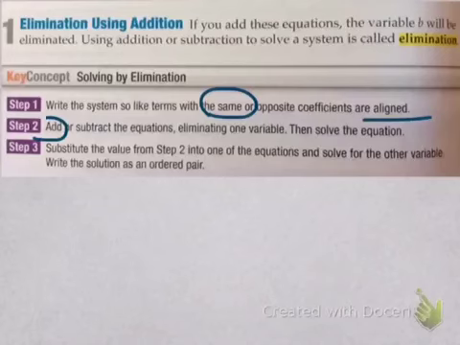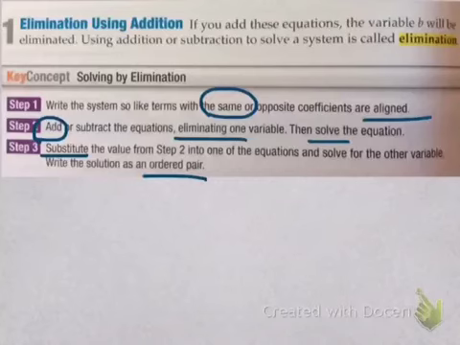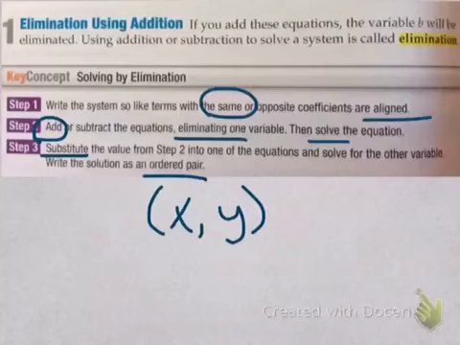Then you need to add the equations, which will eliminate one of the variables. So then you have an equation with one variable that you can solve. Once you get one of your answers, you will substitute the value back into either one of the equations to find the other solution, and then write your answer, of course, as an ordered pair. We're going to do 2 examples today, and then you will try 2 on your own and bring those to class tomorrow.